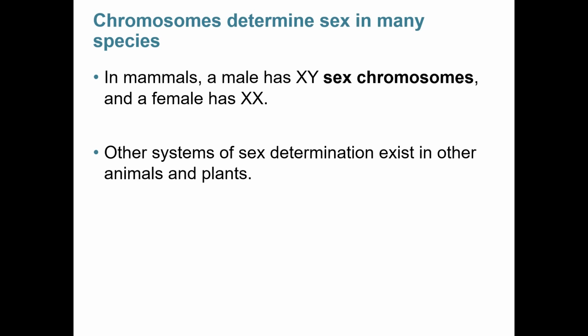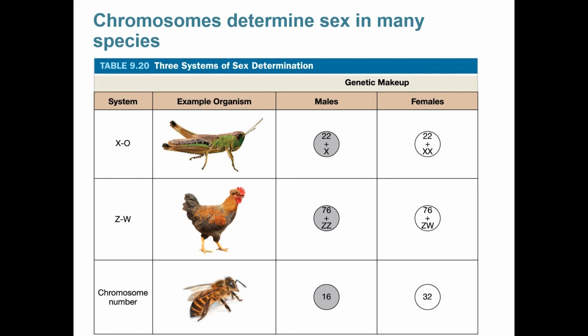For example, oftentimes in insects, if you have 2 copies of the sex chromosome, you're female. If you have 1 copy, you're male. In chickens and other birds, it's backwards. The homozygotic sex, the one that has 2 copies of the same chromosome, is male, whereas in humans it would be female, and vice versa. And in bees, it's the number of chromosomes. If you're diploid, you're female. If you're haploid, you're male.